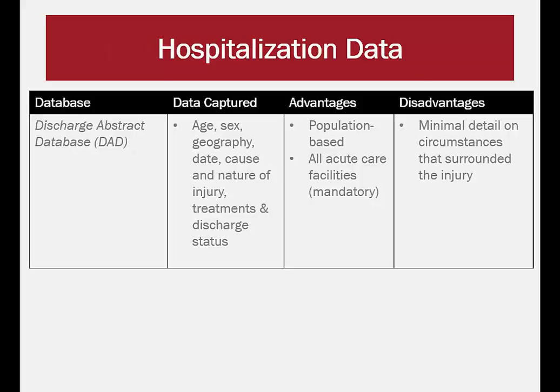Basic information that is collected includes age, sex, geography, date, cause and nature of injury, treatment, and discharge status. Advantages: population-based dataset. Disadvantages: no specific detail of the injury/incident, because the hospital staff only code what is in the chart once they receive it.